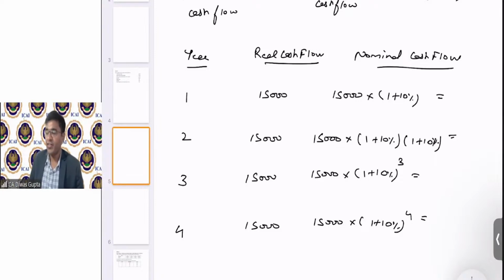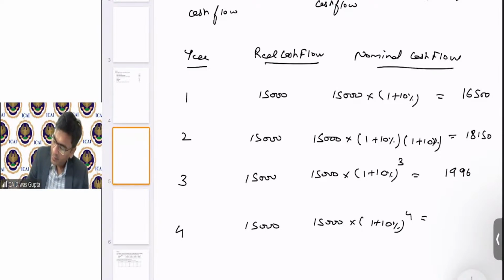Okay, students. Yes, Devansh, because of matching concept. Because we have to match the cash flows with their nominal and real. Hence, we are doing this. So, this comes as 16,500. This comes as 18,150. Then this comes as 19,965. And then 21,962.